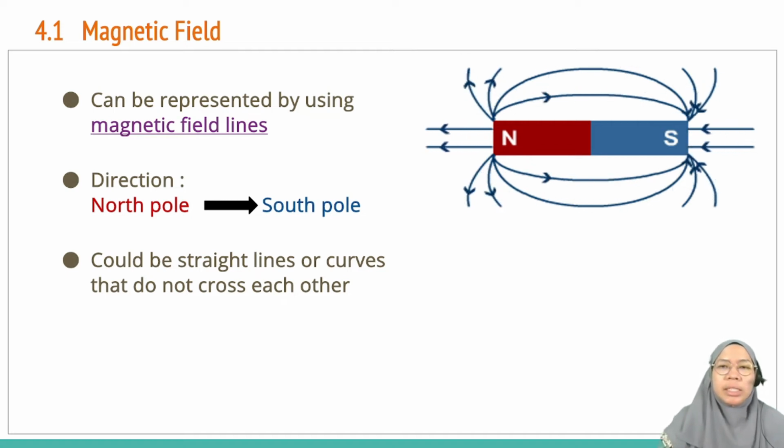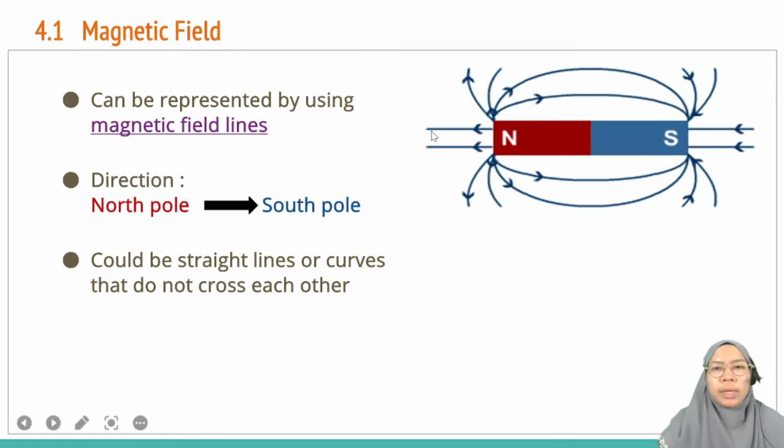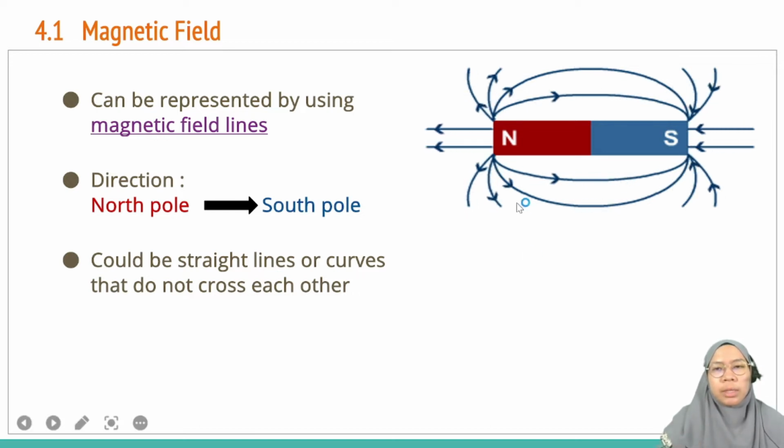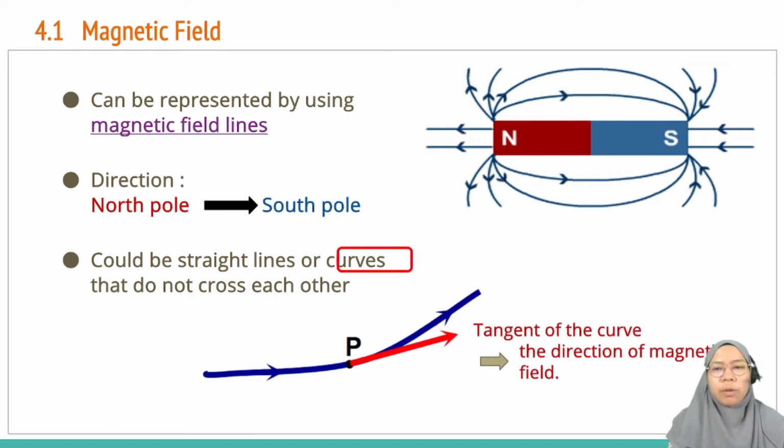In terms of the direction of the magnetic field, for the straight line it's easier to tell, because if the arrow is going to the left, it means the direction of the magnetic field line is to the left. But for the curve, the tangent of the curve is the direction of the magnetic field.